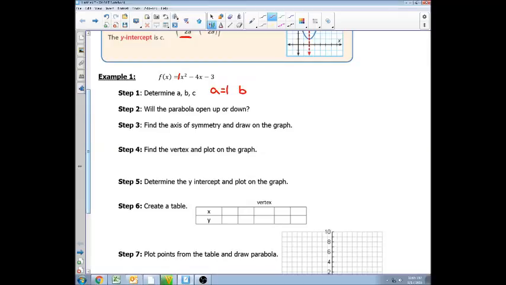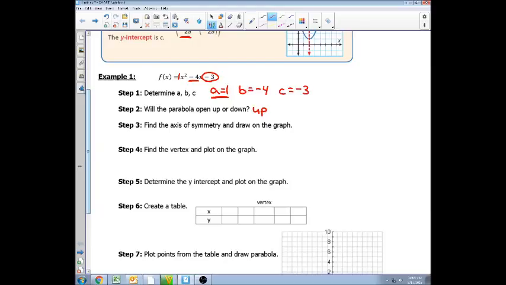B is going to be the number that's in front of our x. Well, that's going to be this negative 4. And c would be the number that's by itself. That would be this negative 3. Okay? Remember that the parabola will open up if a is greater than 0 or positive, and it would open down if a is negative. In this case, our a is positive, so it would open up. Find the axis of symmetry.